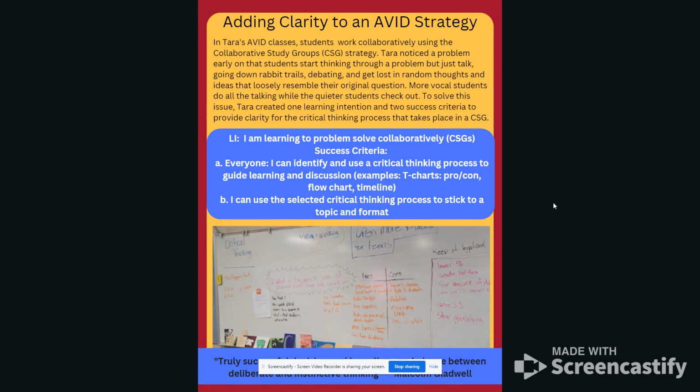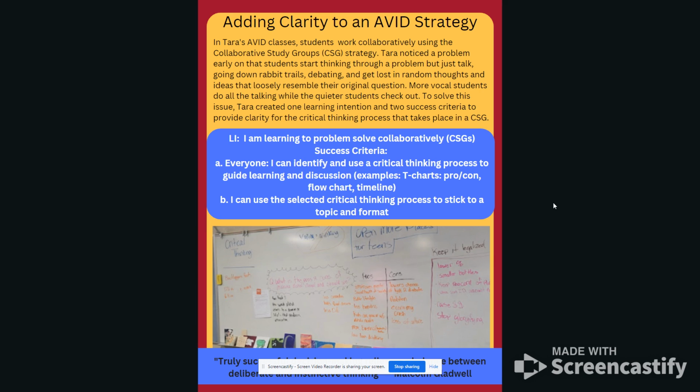The next example comes to us from Tara Haley's AVID class. This is adding clarity to an existing AVID strategy. In Tara's class, students work collaboratively using the collaborative study group's strategy. She noticed a problem early on that students start thinking of a problem, but then they just talk and go down rabbit holes and they debate and they get lost in random thoughts and ideas that loosely resemble their original question. The more vocal students take over and do all the talking while the quieter students just check out.